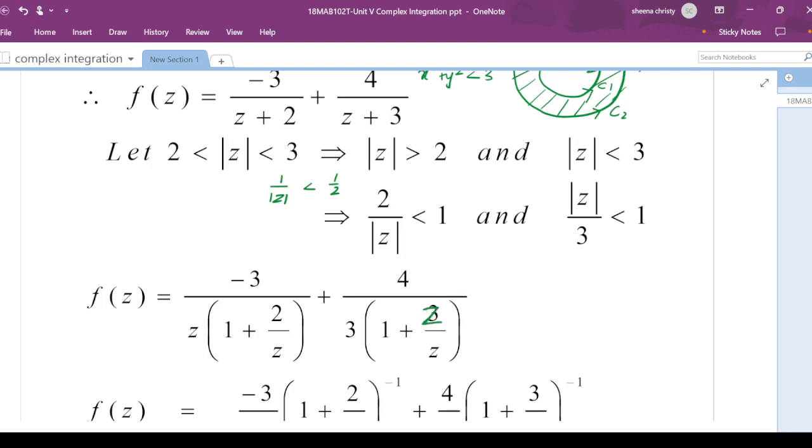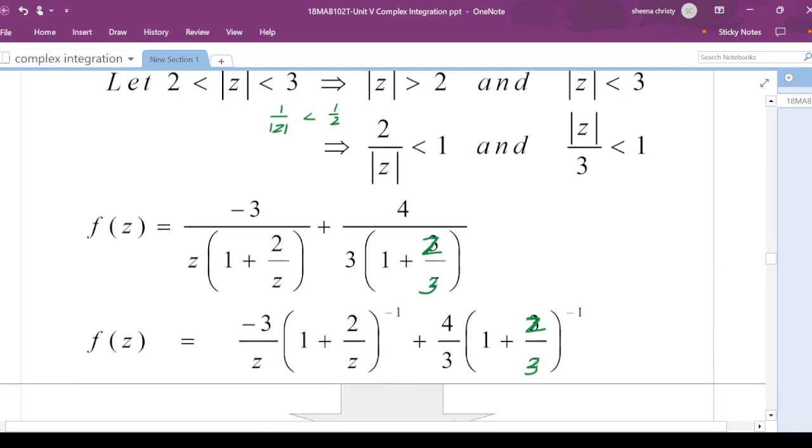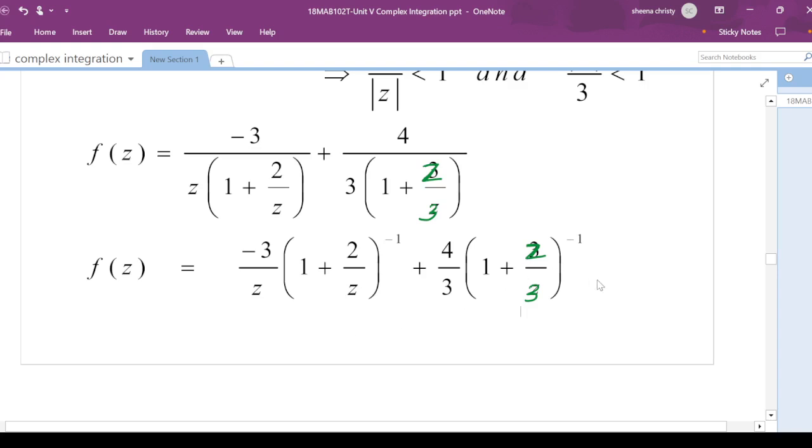By taking 3 outside, you will get z divided by 3. Then, minus 3 by z into 1 plus 2 by z whole power minus 1, you can write in the numerator. Likewise, plus 4 by 3 into 1 plus z by 3 whole power minus 1. You should not stop in this step. You have to expand this by making use of power series.